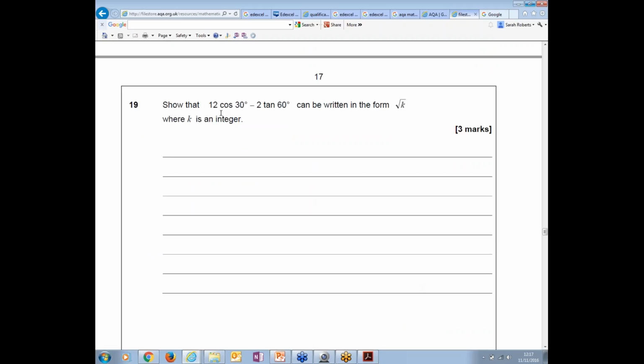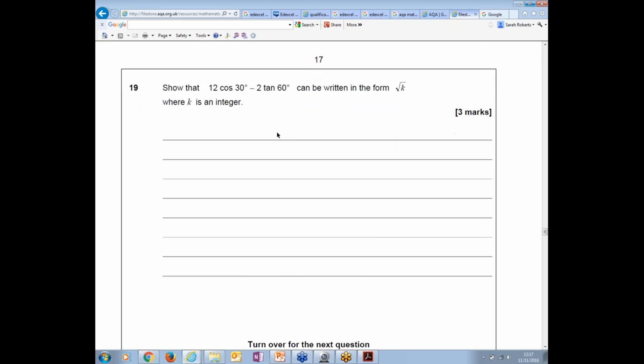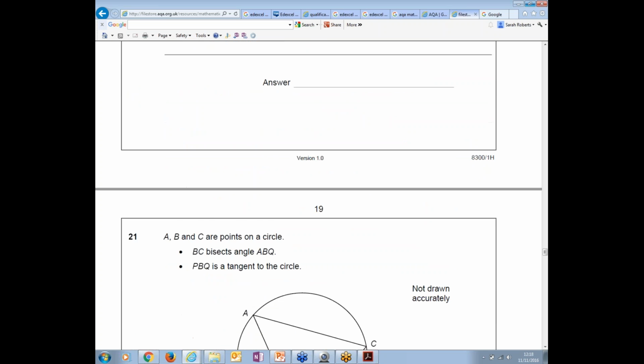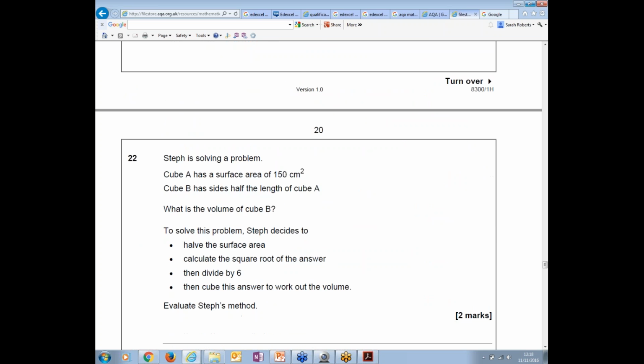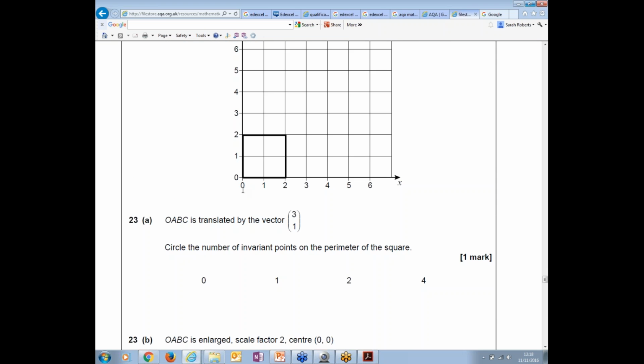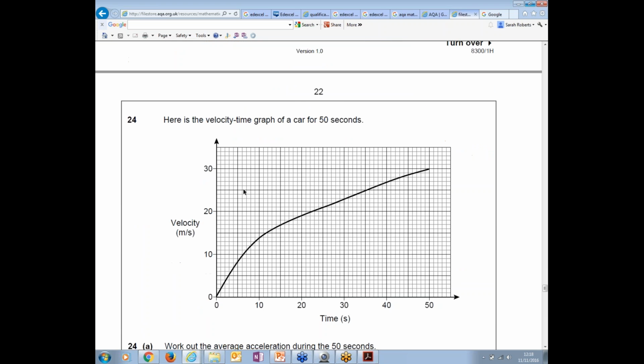Really? Okay, yeah, special angles, nice. We'll be doing that next time. That seems quite harsh. Is that the last one? No, not quite. Tree diagrams. Circle theorems. Surface areas. Vectors. Oh, there we go.